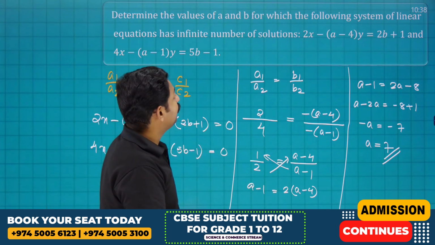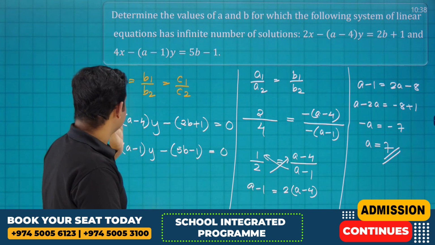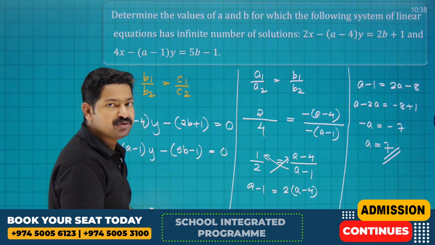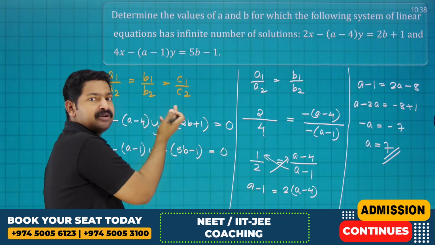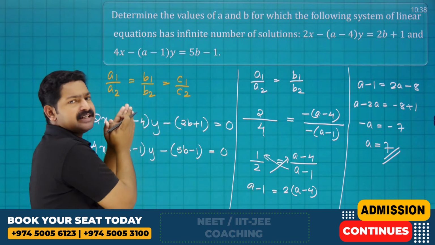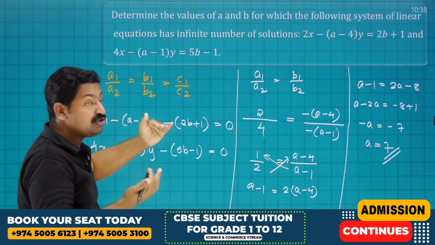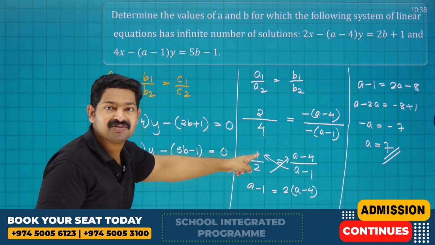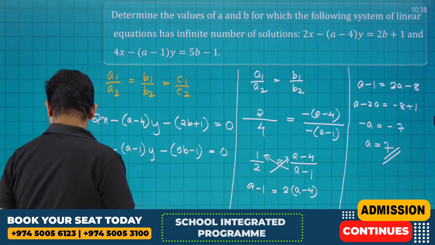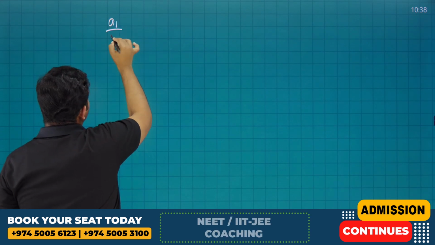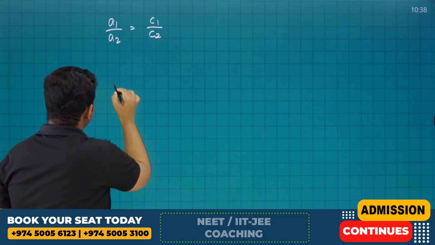Now we need to find out the value of B also. For finding the value of B, what we can do? We can equate these two, that is A1 by A2 equal to C1 by C2. Or you can equate B1 by B2 equal to C1 by C2 also. Any one you can take and equate. But if you take A1 by A2 and C1 by C2, it will be easy because A1 by A2 is 1 by 2 itself, right? Numerical, so it will be easy to calculate, that's why. So I am equating A1 by A2 is equal to C1 by C2. So the A1 by A2, the value is 2 by 4.